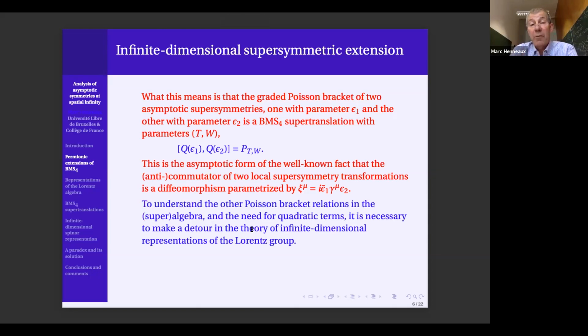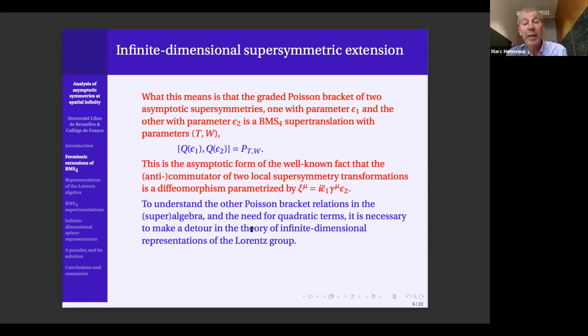Okay, but then, so that was nice. But then when we computed the other Poisson brackets, we got something that at first we did not understand. And I would like to address this issue now, because there is a quadratic term which arises in the algebra. And to understand the need for the quadratic term, I have to make a digression in which I will recall some basic features of the theory of infinite dimensional representation of the Lorentz group.